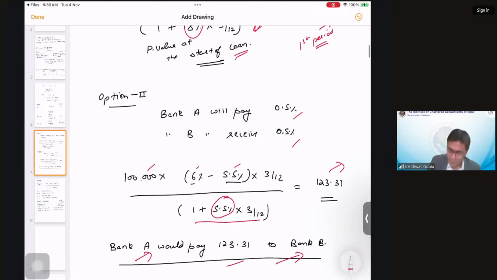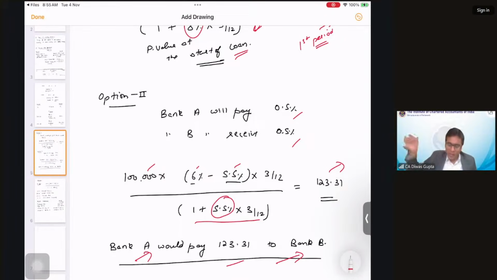Clear? So what is happening, students? The differential amount is getting calculated, but that has to be brought to a present value once the FRA is executed. On the day of execution, the present value is calculated and then only the amount is paid or received by the respective parties. Okay, clear? So this is all about FRA.